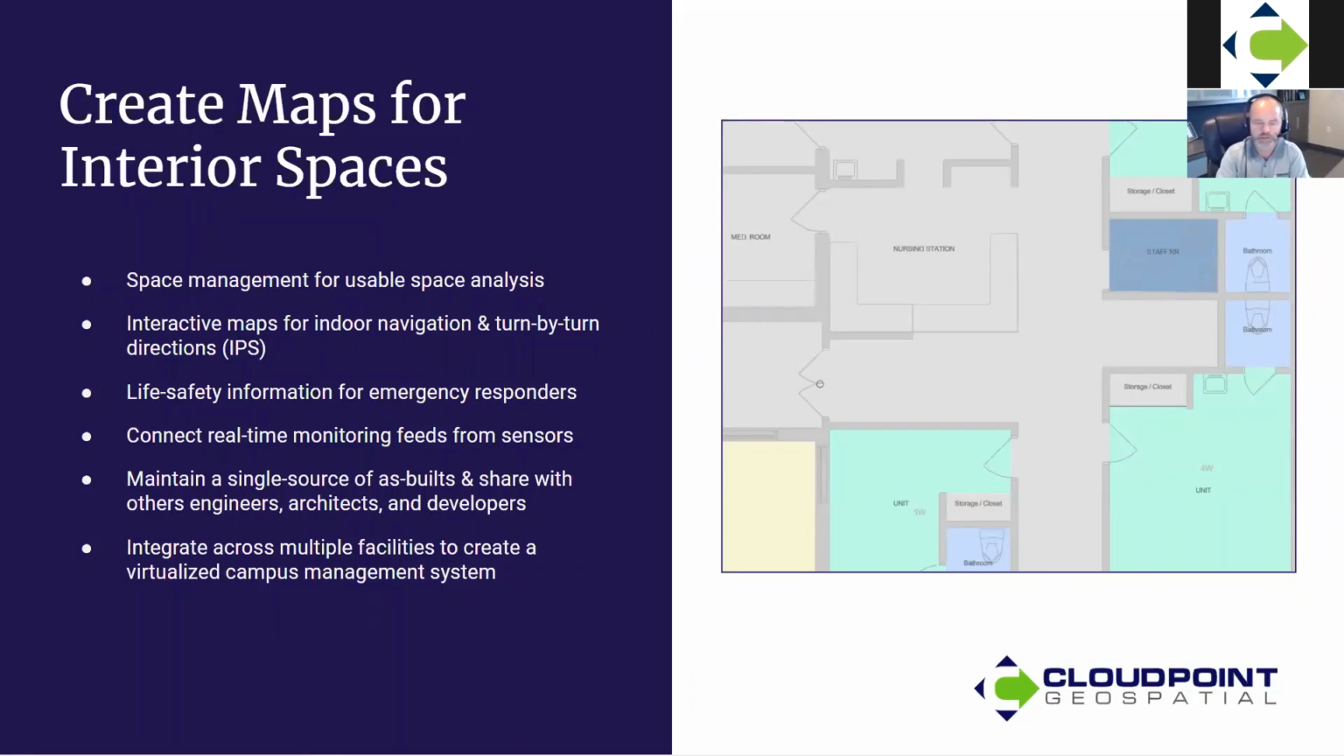Starting off here, we can use them for space management, and interactive maps for turn-by-turn navigation, life safety information for emergency responders. You can also connect to real-time monitoring feeds and sensors. If you've heard of IoT, that's the Internet of Things. The concept is that everything's becoming more connected. You can engage with your facility this way, having an interior mapping interface to show, for example, if there's an alarm going off, you can light it up on your indoor map to be able to interact with that.